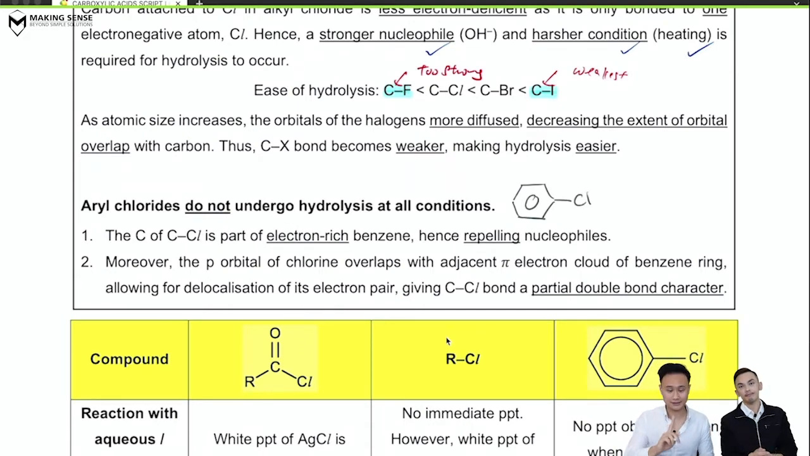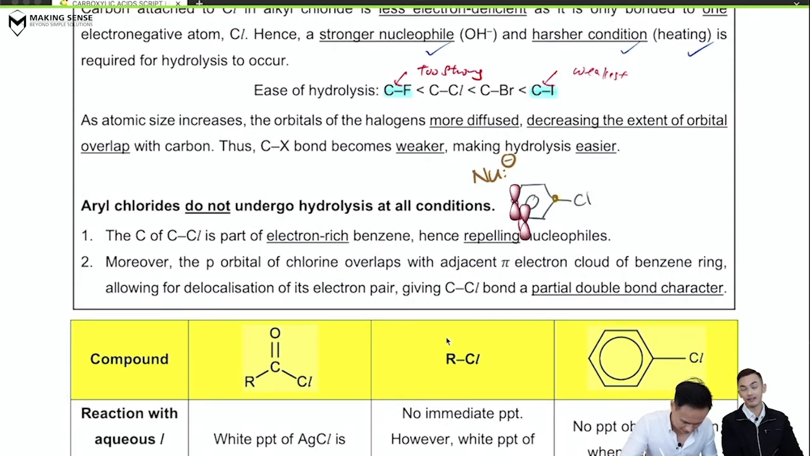Now there are two reasons why aryl chlorides do not undergo hydrolysis with OH minus or water. Mr. William, remind me: if a nucleophile tries to come in to attack this carbon here, can I say that this carbon is electrophilic? It's not exactly electrophilic. No, because this carbon is part of your benzene ring, and you know that your benzene ring has how many pi electrons? 6 pi electrons.